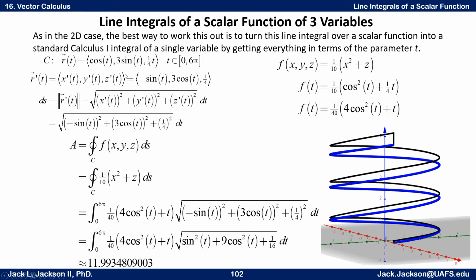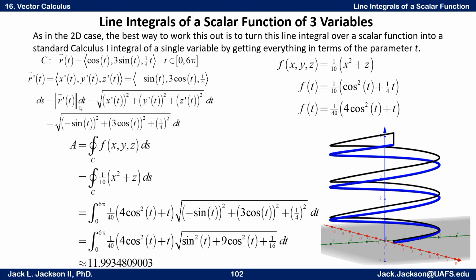The derivative of cosine of t is negative sine of t. The derivative of 3 sine t is 3 cosine t. And the derivative of 1/4 t is 1/4. So there's your r prime vector, or your component derivatives. Okay, and then ds is the norm of that times dt.